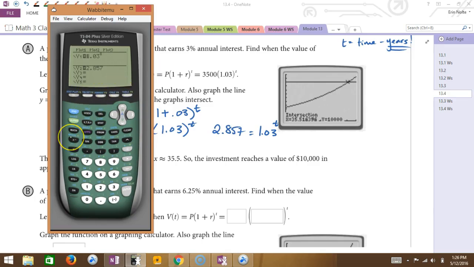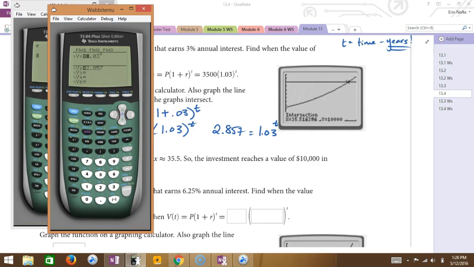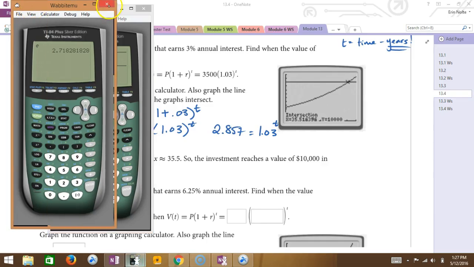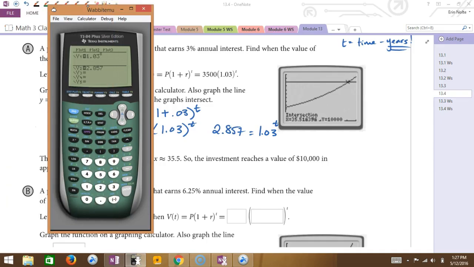All right, so I'm going to put one side into my y1, so I have 1.03 to the x in my y1, and then I have the other side in my y2. So once you have this in, hit zoom 6, so you have a standard 10 by 10.